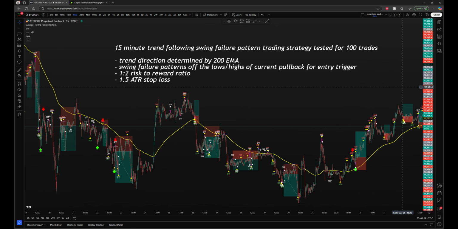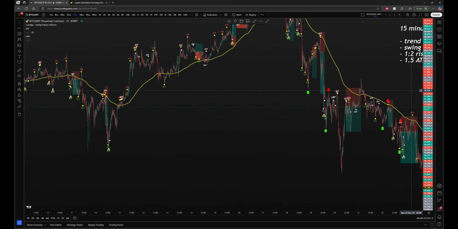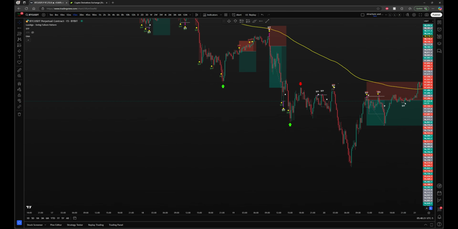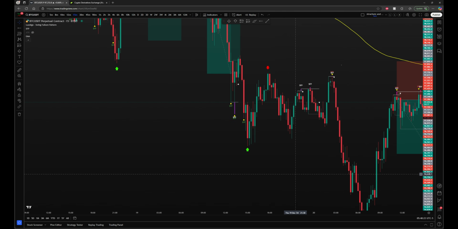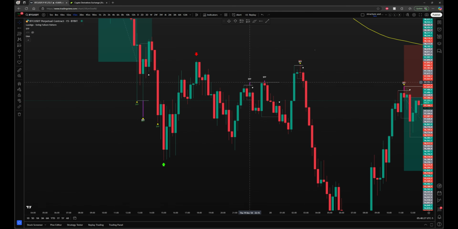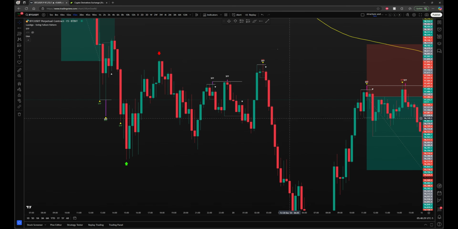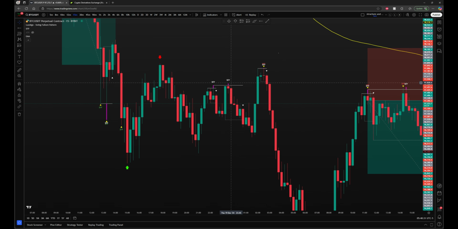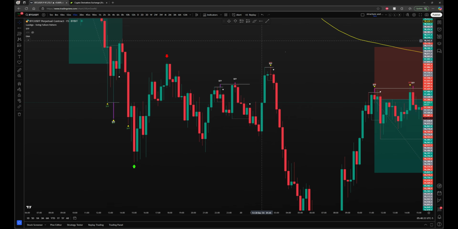Something that I do want to show an example of is with regards to this swing failure off the highs or lows of the current pullback. Okay, so we don't want to take entries off a midpoint of a range. For example, these swing failure patterns that we see here, here, and here, none of these are valid entry triggers into this downtrend. The reason is they're not off the highs of the current pullback.